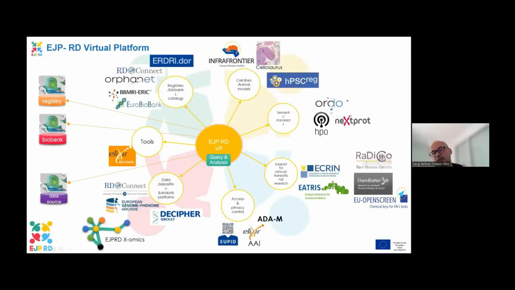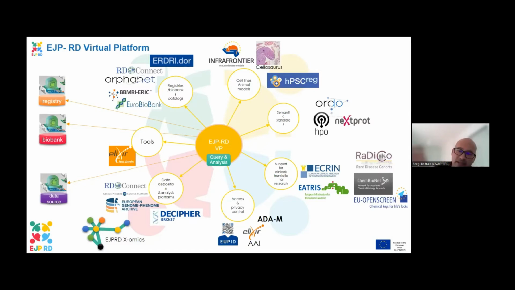In this project, where the EGA and the RDConnect GPAP are mostly involved is in Pillar 2. And this is aiming to develop a virtual platform. What we are trying to do here is collect or connect different resources that are useful for the rare disease community, including registries, patient registries and biobanks, resources about cell lines and animal models, ontologies like the rare disease ontology or the human phenotype ontology.